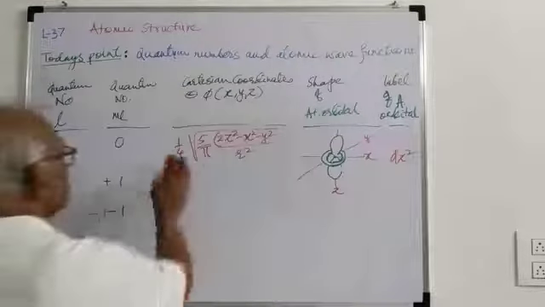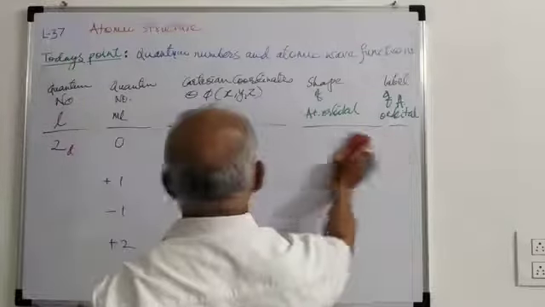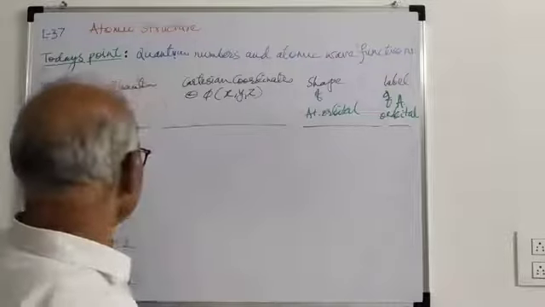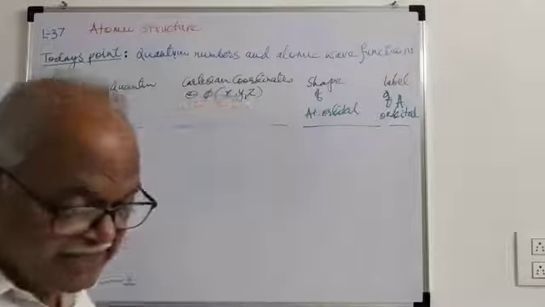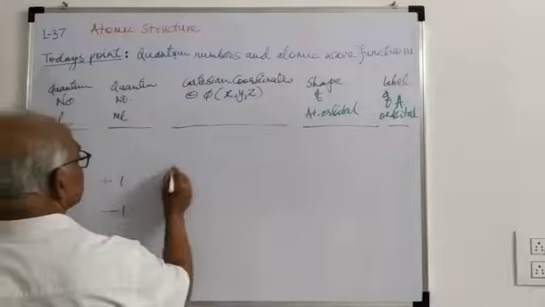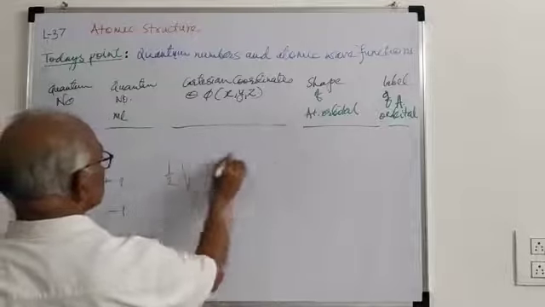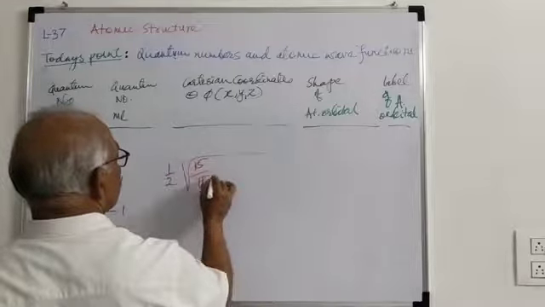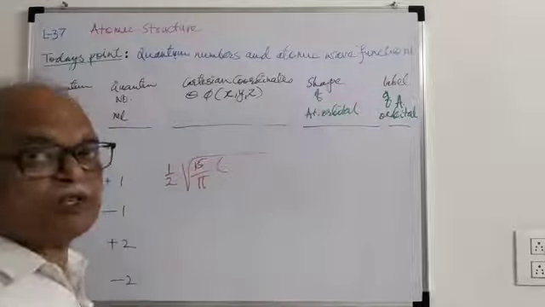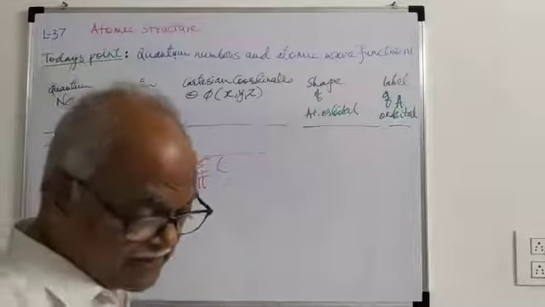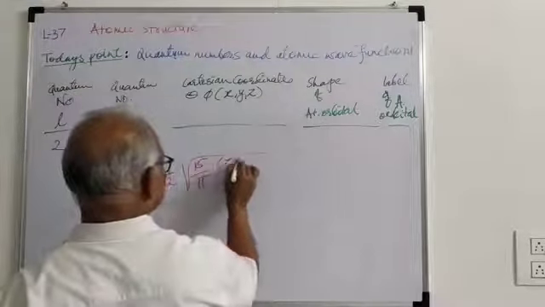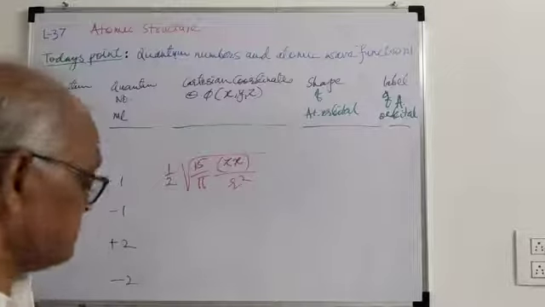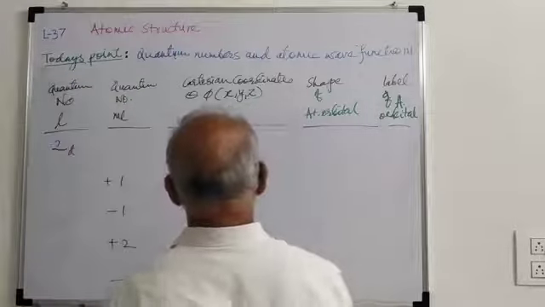Then we will have this value. We have seen this 0. Then we will see when ml is plus 1, it is represented by 1/2 into square root of 15 upon pi into... First of all, we will see only some part of this, that is xz or zx upon r square. So this will represent the structure like this.